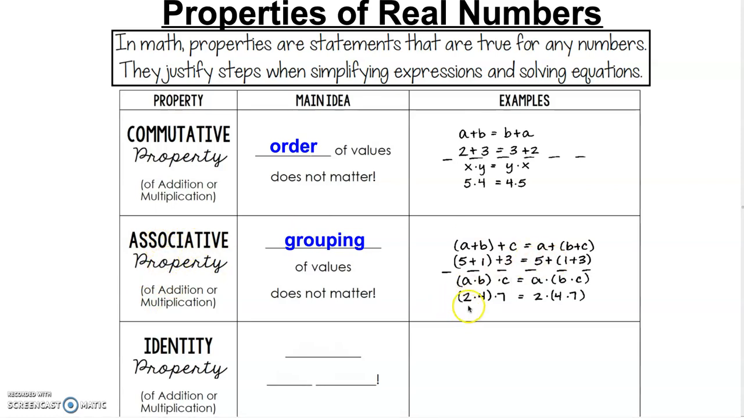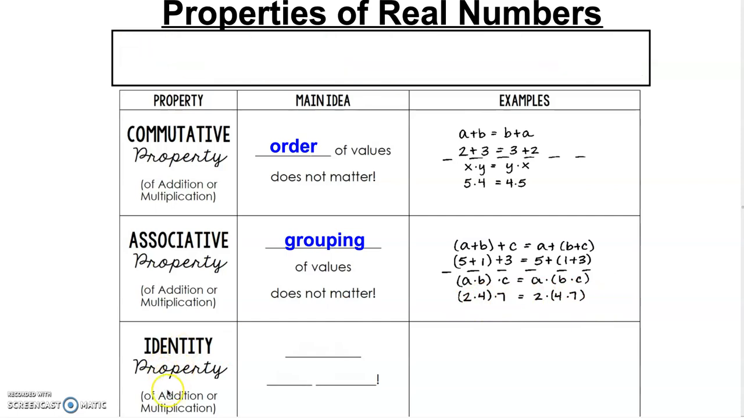Works the same way for multiplication. We have 2 times 4 here in the parentheses, which is 8. 8 times 7 is 56. If we work the right side, we have 4 times 7, which is 28. 28 times 2 is still 56. So the grouping of the parentheses, when we're only looking at multiplication, doesn't matter.